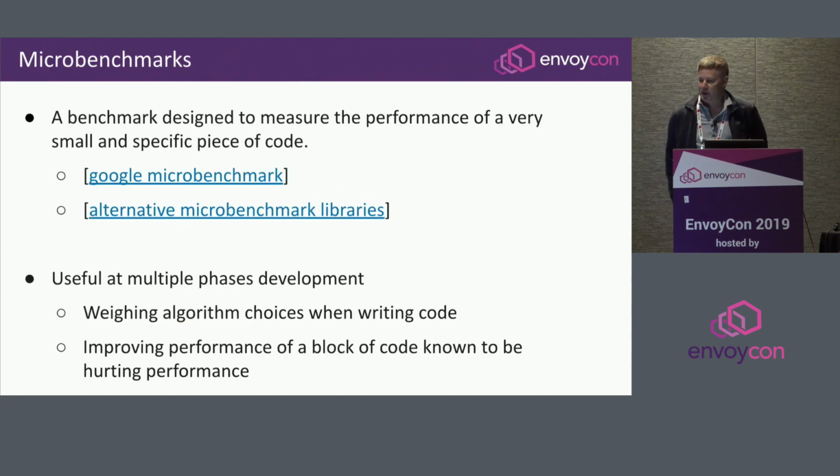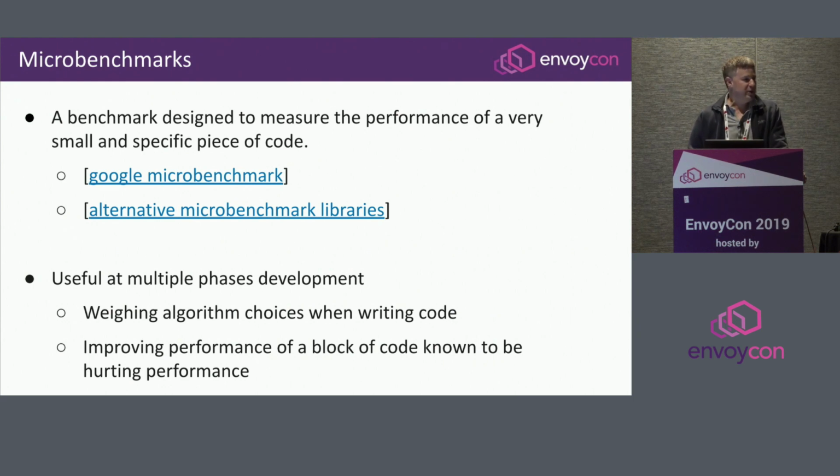It's time to bring in microbenchmarks, because if you want to make a decision like moving from one library to another, you want to do so with real data. So microbenchmarking helps measure the performance of a very small and specific piece of code. Google has a microbenchmarking library, which I'm really familiar with, but there are also tons of other alternative microbenchmark libraries that you can find on the web.